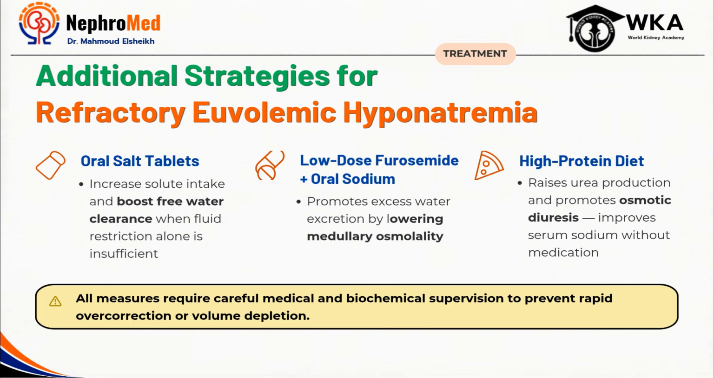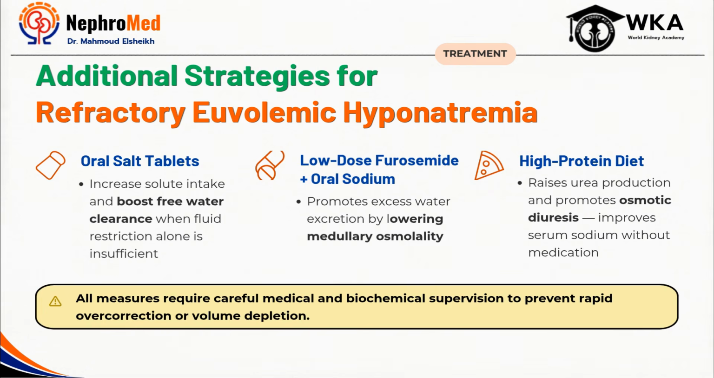Another increasingly discussed approach is high protein intake. Higher protein intake increases endogenous urea generation, which acts as an osmotic agent and enhances water excretion naturally. This is one reason why low solute diets can worsen chronic hyponatremia, particularly in elderly patients with poor nutritional intake, like toast and tea diets.